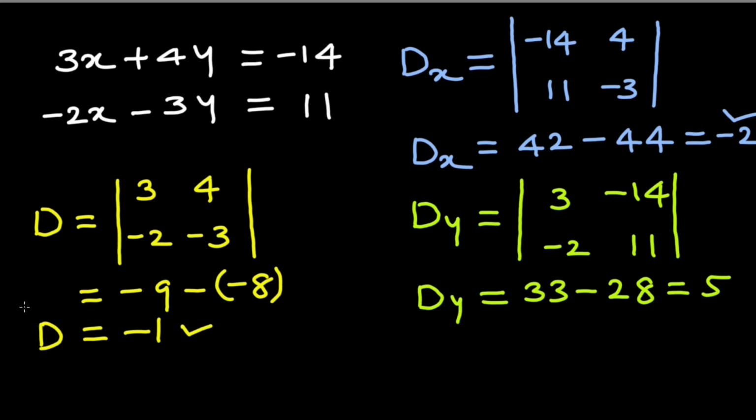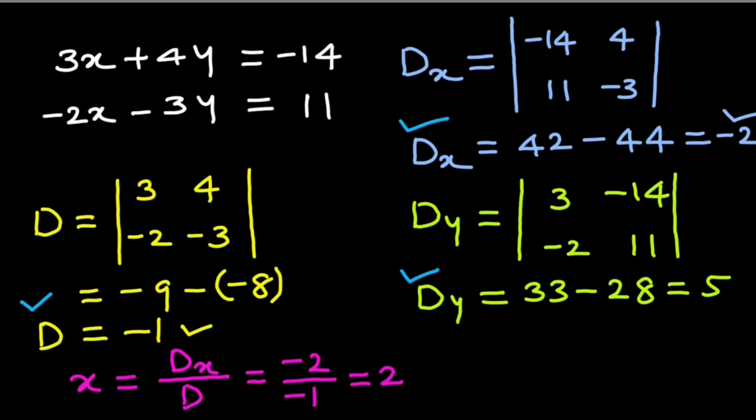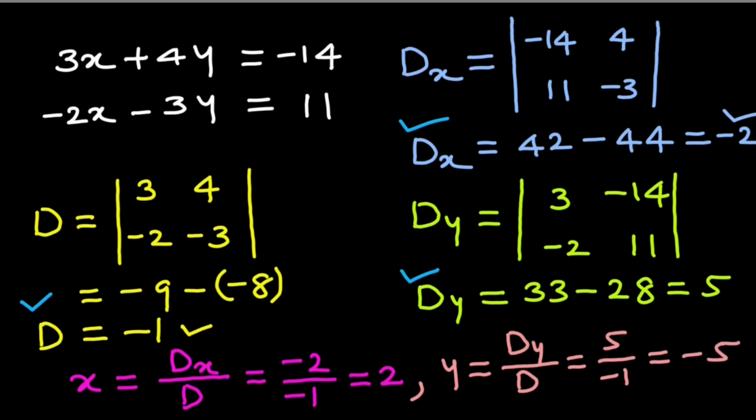Now that we have the values of the determinants D, Dx and Dy, we can find the values of x and y. So the value of x will be Dx by D, that will be minus 2 by minus 1, that is 2, and the value of y will be Dy by D, that will be 5 by minus 1, that will be minus 5. So the solution of these linear equations in two variables are x equals 2 and y equals minus 5 by using Cramer's rule.